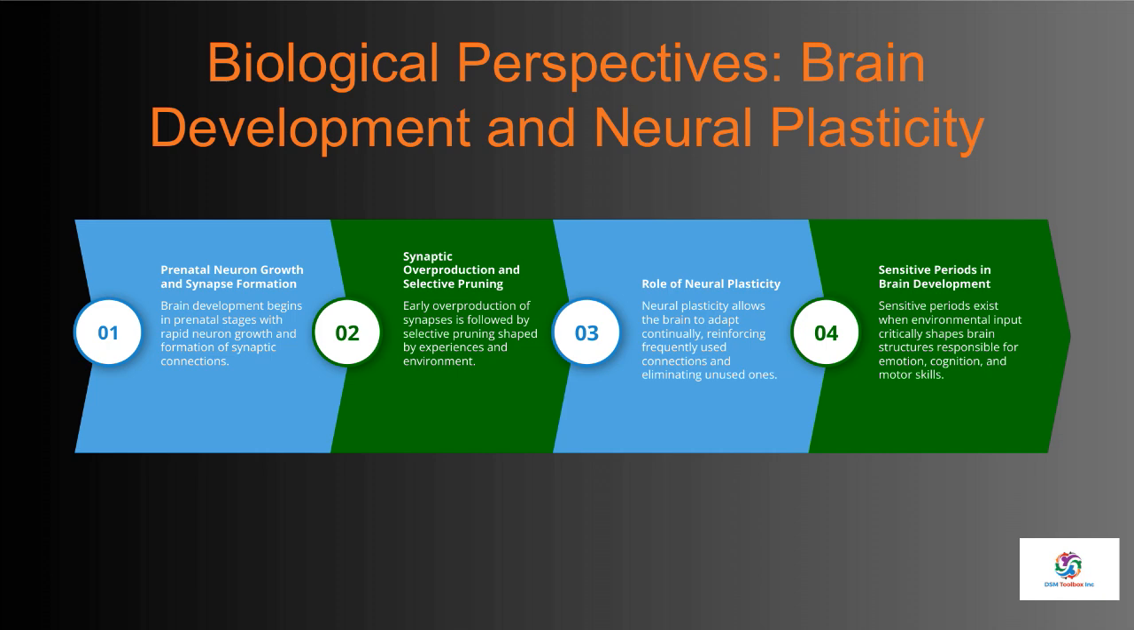This pruning is heavily influenced by our experiences and environment, essentially shaping the brain's wiring based on what we're exposed to. A key factor in this process is neural plasticity, which is the brain's amazing ability to adapt continuously. It strengthens the connections we use frequently and eliminates the ones we don't, helping the brain become more efficient.